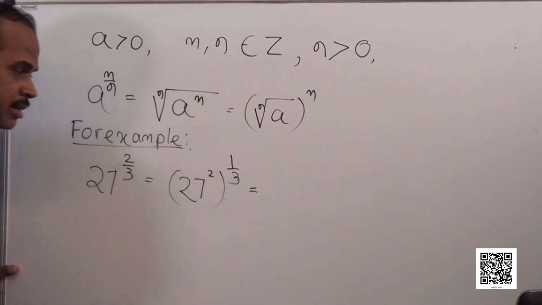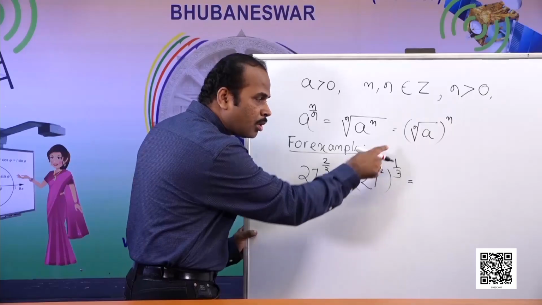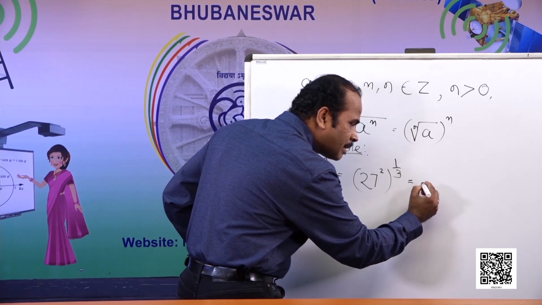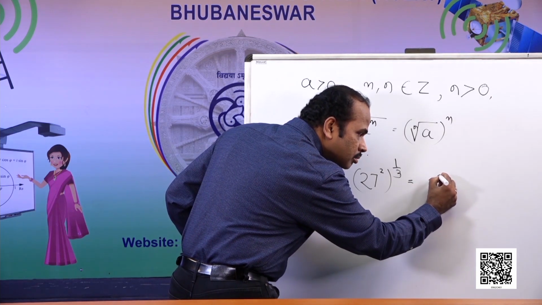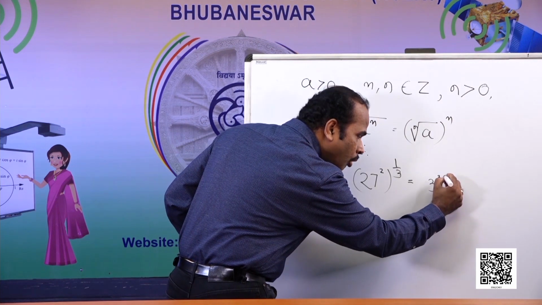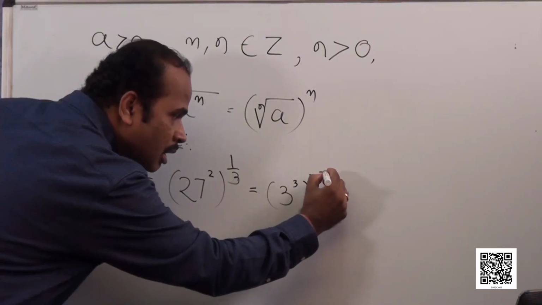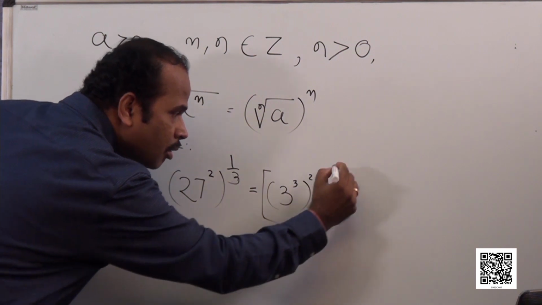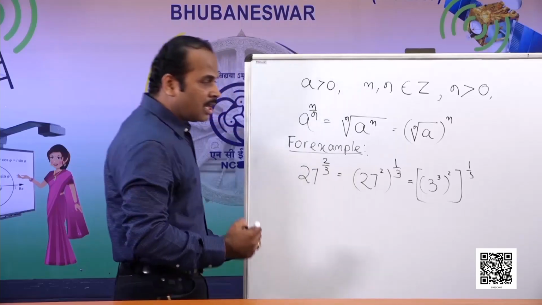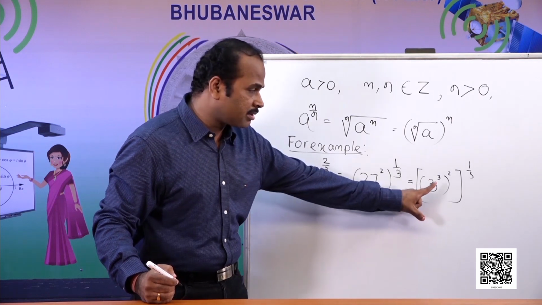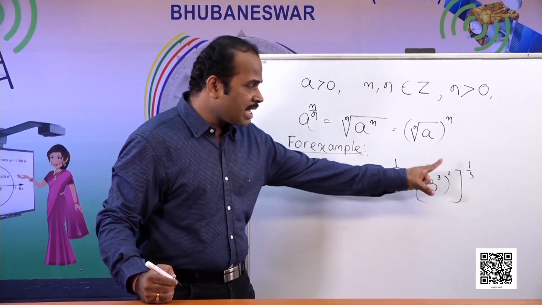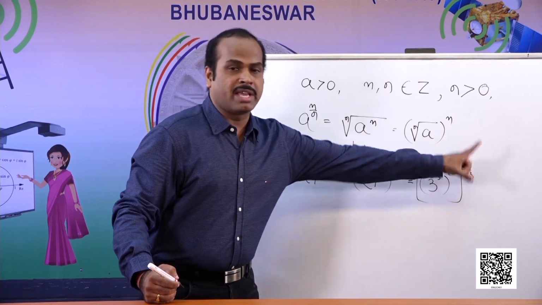Now this I can write as 27 to the power 2 whole to the power 1 by 3. This 27 I can write as 3 to the power 3, whole to the power 2 and whole to the power 1 by 3. Here 27 is converted as 3 to the power 3, then power 2 is there already and 1 by 3 is already there.